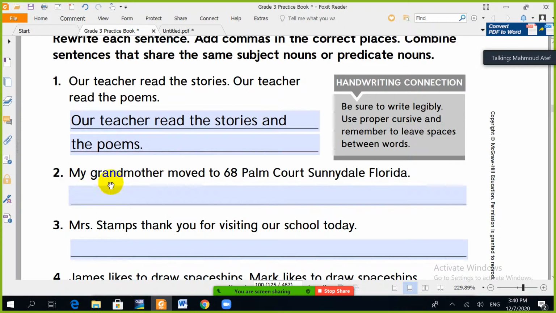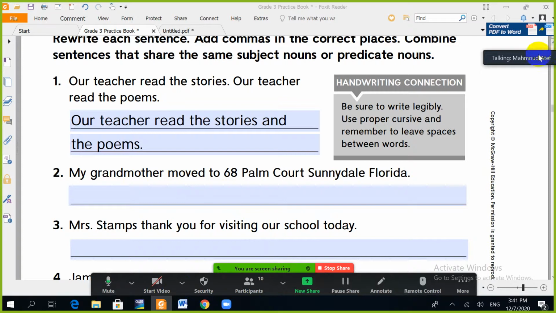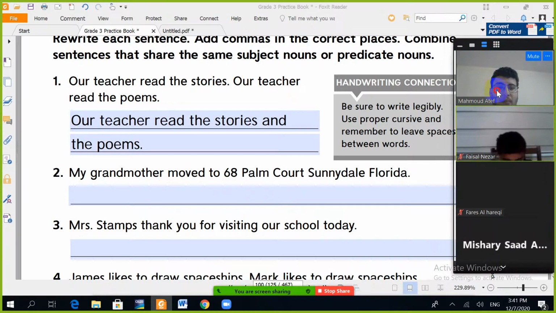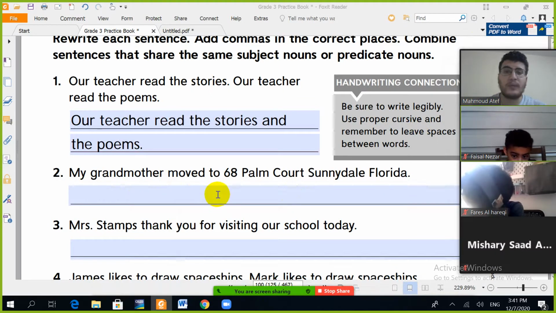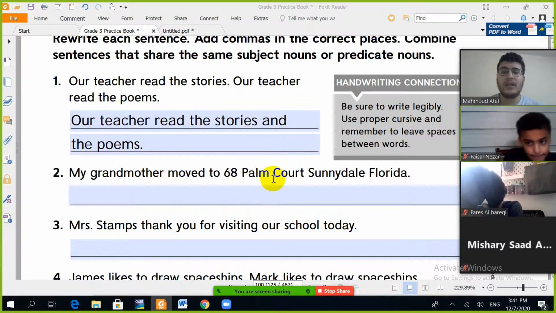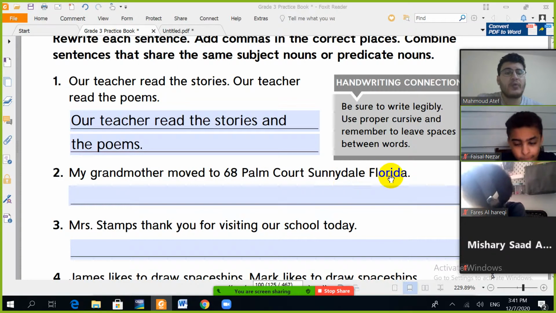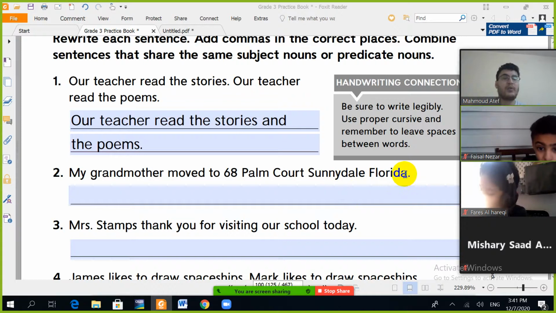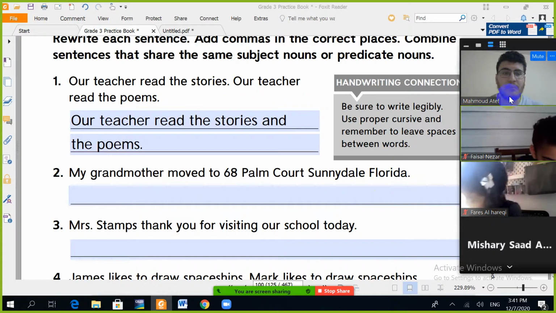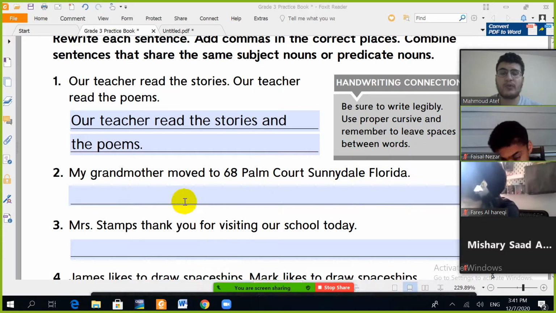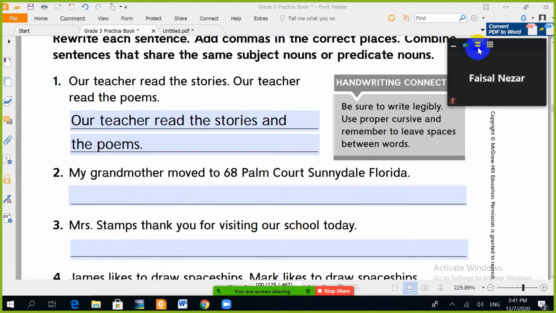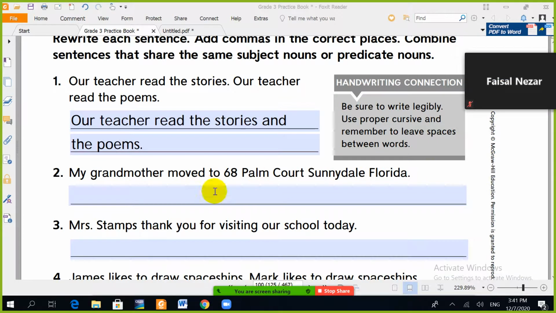Number two: my grandmother moved to 68 Palm Court, Sunnydale, Florida. So my grandmother moved to 68 Palm Court, Sunnydale, Florida. This is a city in the United States.